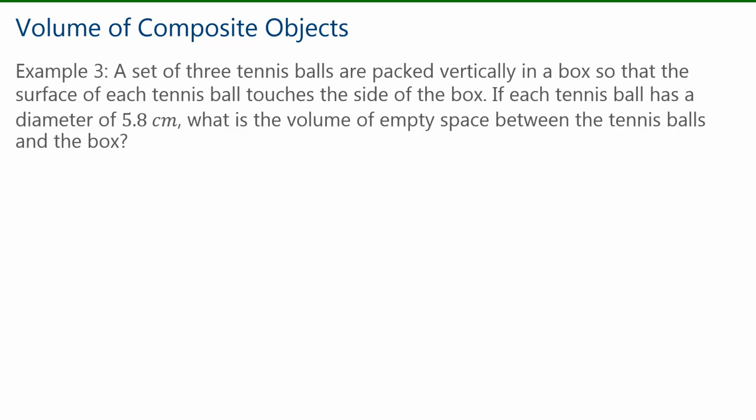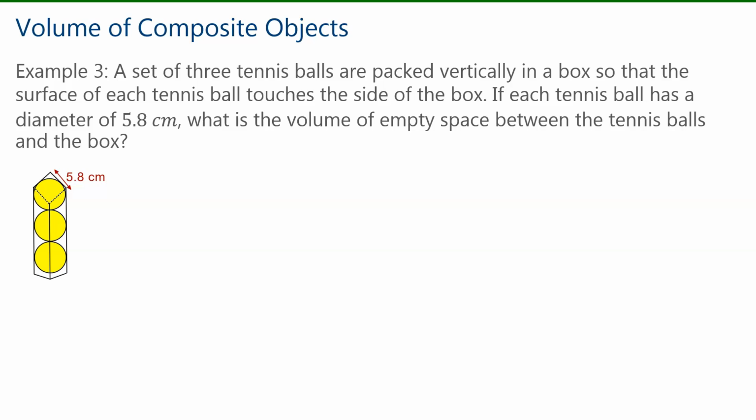So let's draw a diagram to represent the situation. So here I can see I have my 3 tennis balls stacked vertically in a box. And because the balls touch each side of the box, that means the width of the box is going to be the same as the width of the ball, which is 5.8. So to find the volume of the empty space, we can start by finding the volume of the box, then the volume of the 3 tennis balls, and then subtract them, because that will give us whatever's left over.